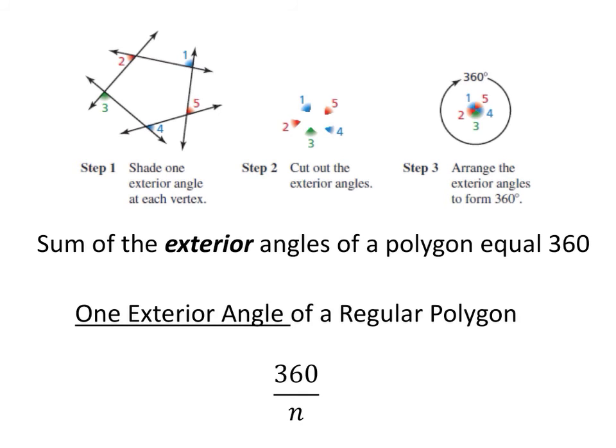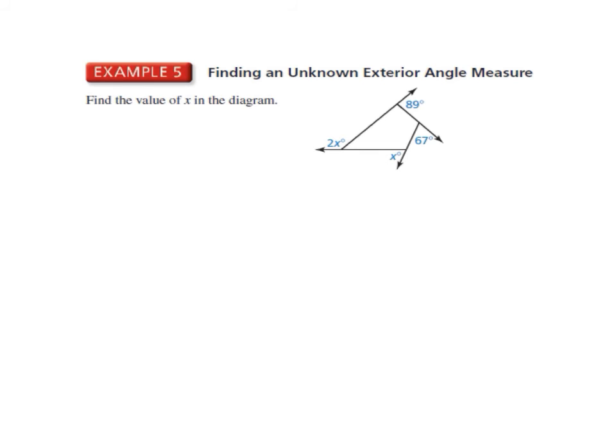So if I wanted to find out the exterior angle of each side of a regular polygon, I would just take that 360 total and divide by the number of sides. So let's take a look at this example.